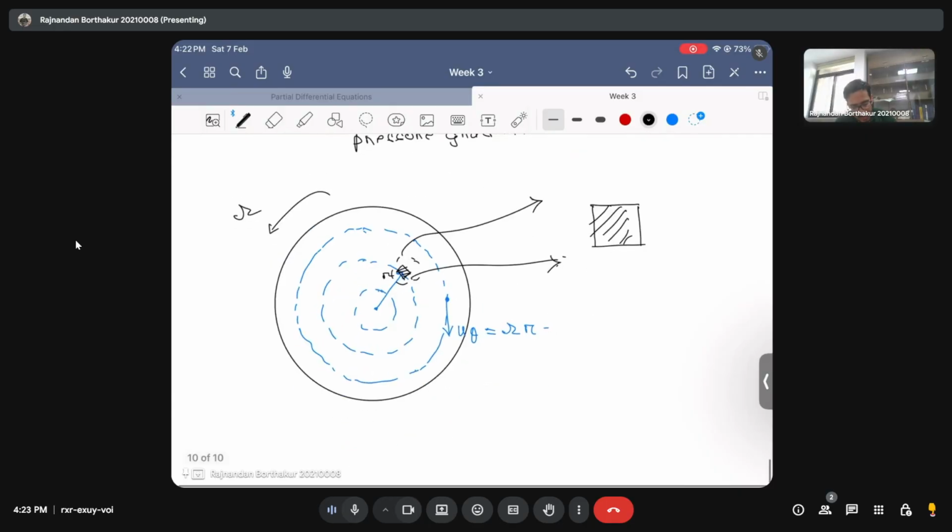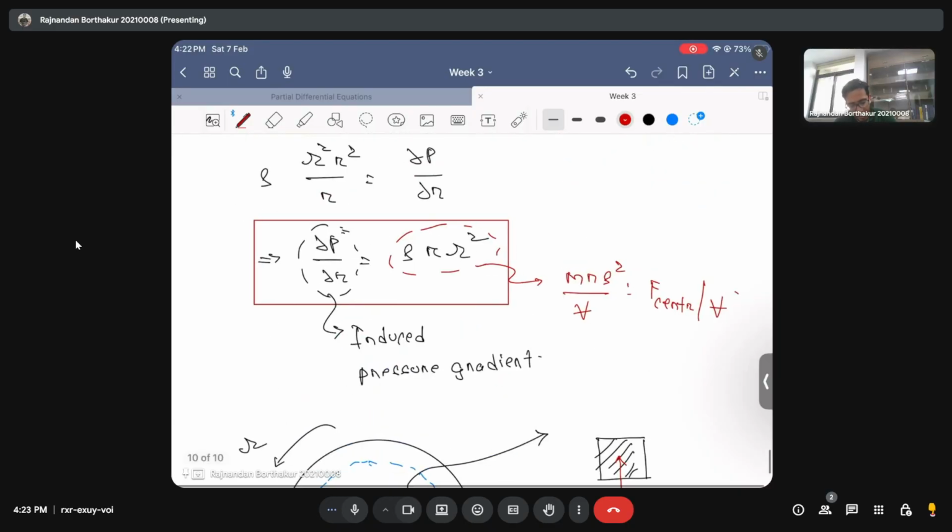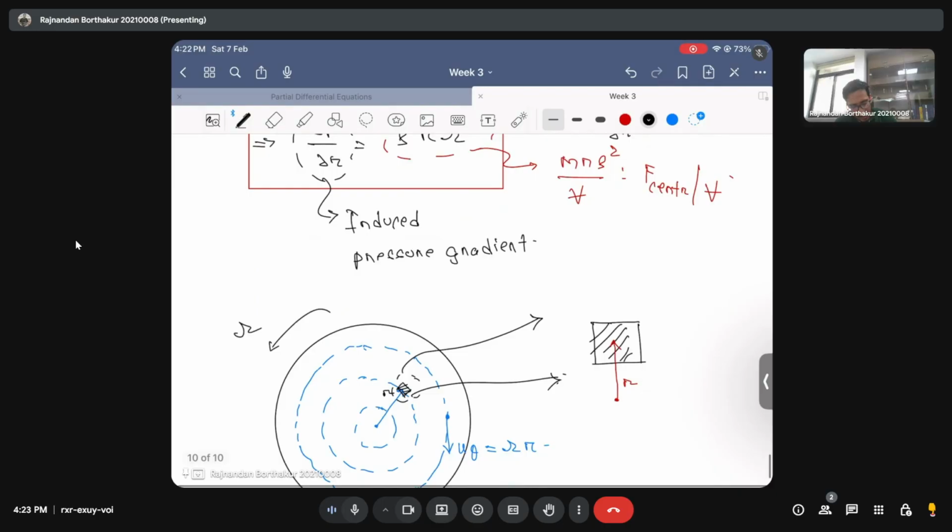Of course, this is my r direction. So if you take a closer look, rho is greater than 0, r is always greater than 0, omega squared is greater than 0, which means del p del r is always positive. If the thickness of this fluid element is delta r, then my pressure at r plus delta r by 2 is greater than my pressure at r minus delta r by 2.